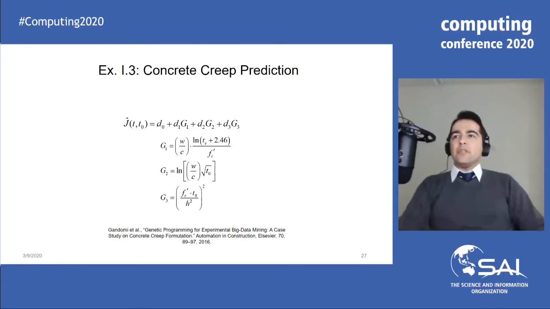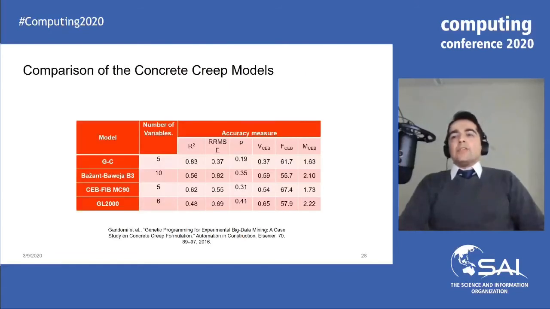And let's compare the results with what is presented in the literature. The GC model is what we proposed, and 3 other models are presented here: the Bazant model, which uses 10 variables, the SEPFIB model, which uses 5 variables, and the GL2000 model, which uses 6 variables. And you can see in terms of correlation coefficient, we got the highest correlation coefficient, and we also found the lowest error, which is presented in this column. And in terms of other metrics, we still beat the other methods in almost all cases.